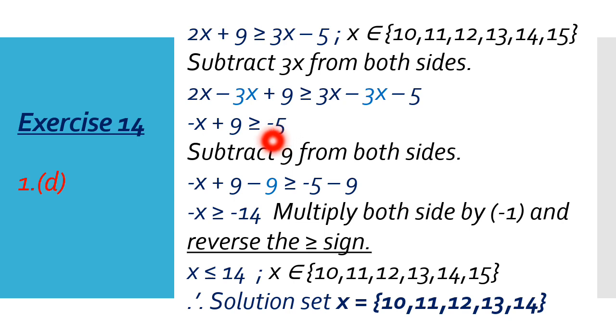Again we subtract 9 from both sides, because this 9 gives the trouble. So minus x plus 9 and this minus 9 is introduced here. Here also minus 9 is introduced. Then we have on the right hand side only minus x is greater than or equal to minus 14. This minus 5 minus 9 is minus 14, correct?